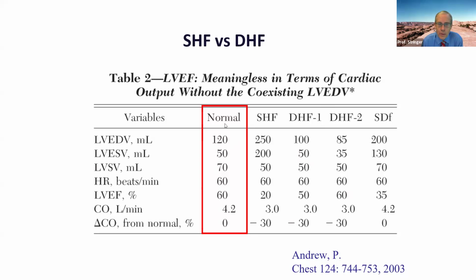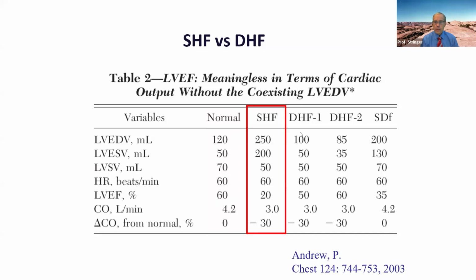So this is normal variables of heart function. This is left ventricular end diastolic volume. It's about 120 mils. Left ventricular end systolic volume is about 50 mils. So there's 70 mils that come out in the stroke volume. And if you take that 70 mils divided by the original volume, which is 120, you get an ejection fraction of 60%. And for a heart rate of 60 with a stroke volume of 70, you get 4.2 liters of cardiac output. Okay, so that's normal, 4.2 at rest in a patient.